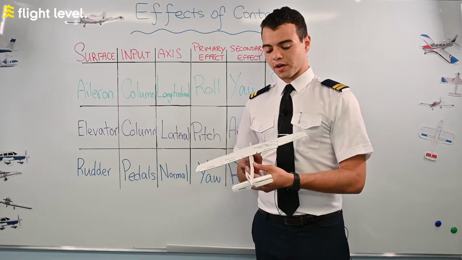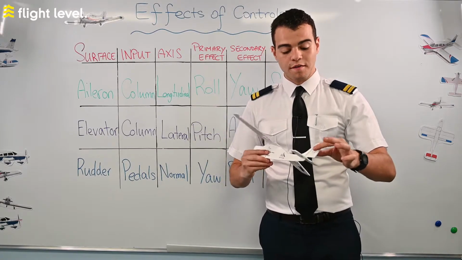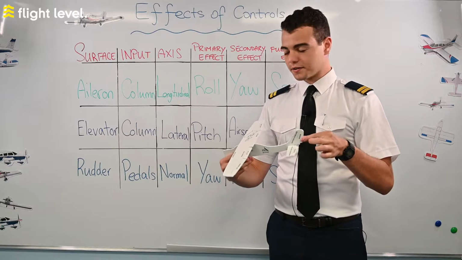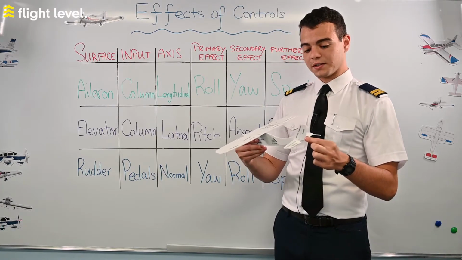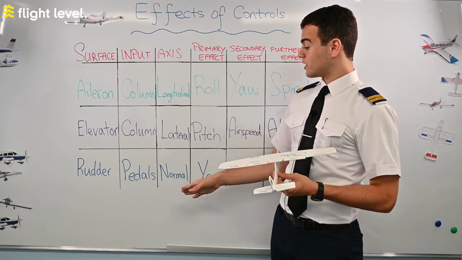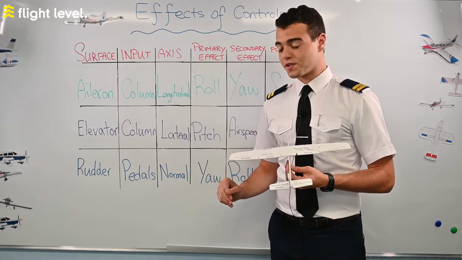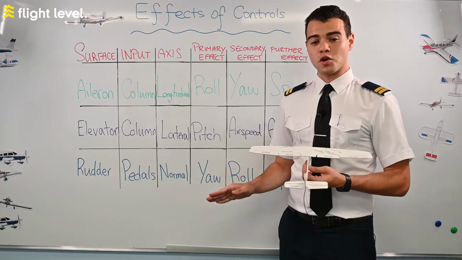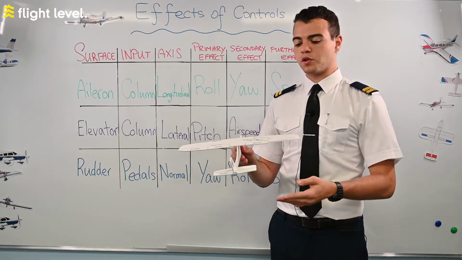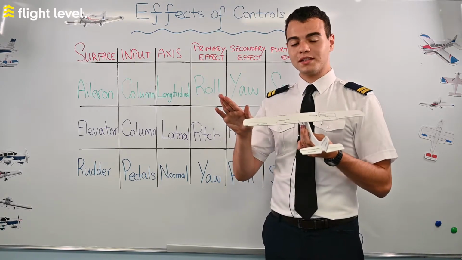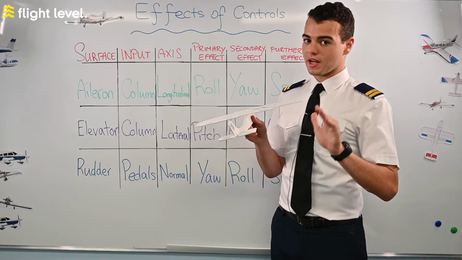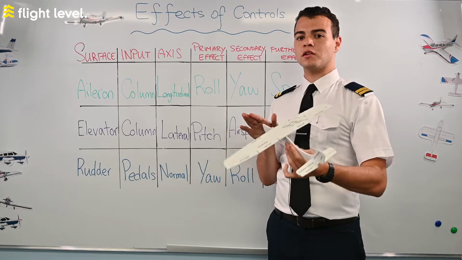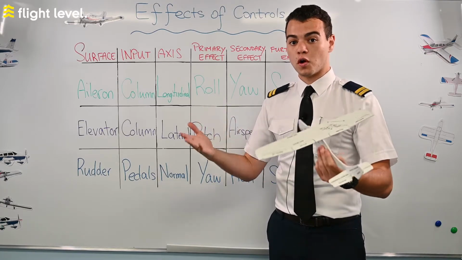Finally, let's talk about the rudder. The rudder is on the vertical stabilizer, on the fin of the aircraft, controlled by the rudder pedals, moves left or right, and controls the aircraft on the normal axis. Primary effect is yaw. Okay, so let's say we wanted to yaw to the right, we'd step on the right rudder pedal. If we wanted to yaw to the left, we'd step on the left rudder pedal. So whichever pedal you step on is the direction you'll yaw.